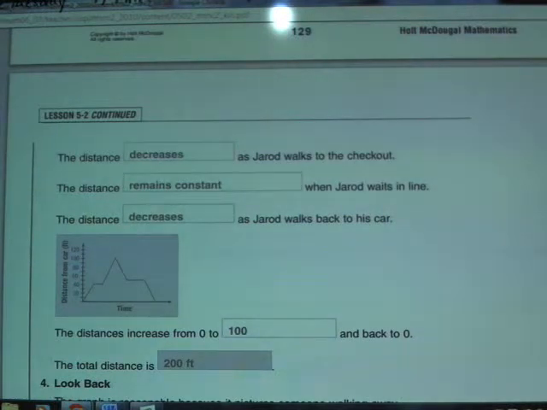He's going to wait in line again, so the distance is going to remain constant. And then the distance is going to decrease again as he gets back to his car. And of course, it's going to come all the way back to 0. So as you can see, we've got a graph here.